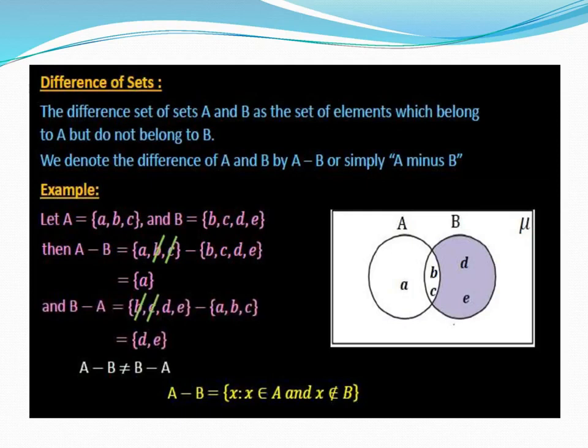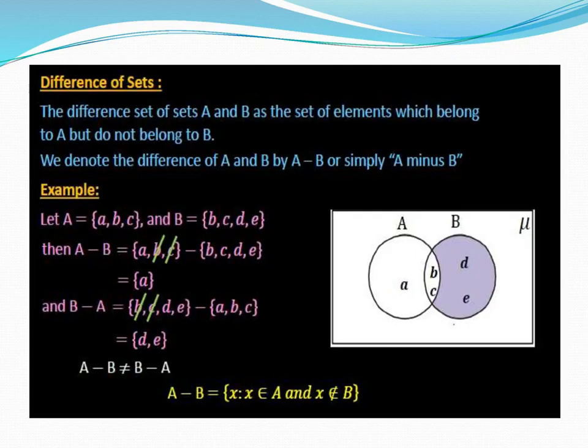Now we will find B minus A. So we can write set B: B, C, D, E, minus set A: A, B, C. Now we will find B minus A, which equals only the elements present in B and not present in set A. So which elements are only present in B? D, E. B, C are also present in set A, so we remove the elements B, C. Then we write D, E as B minus A.